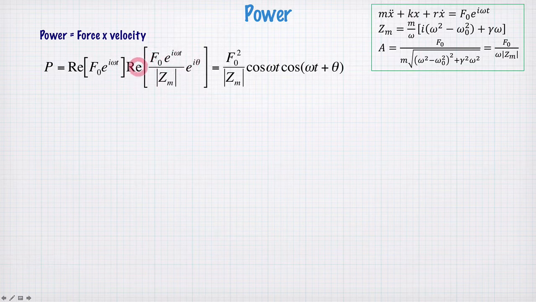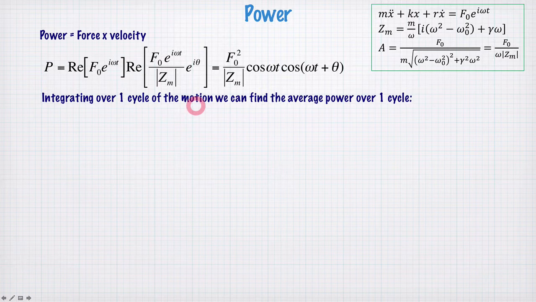The velocity is something we've found in previous videos, so the velocity is given by this in terms of the mechanical impedance, and we take the real part of that, multiply it together, and we get an expression for the instantaneous power as a function of cos omega t and cos(omega t plus theta). So this is the instantaneous power at any given time t. What we're more interested in, however, is the average power.